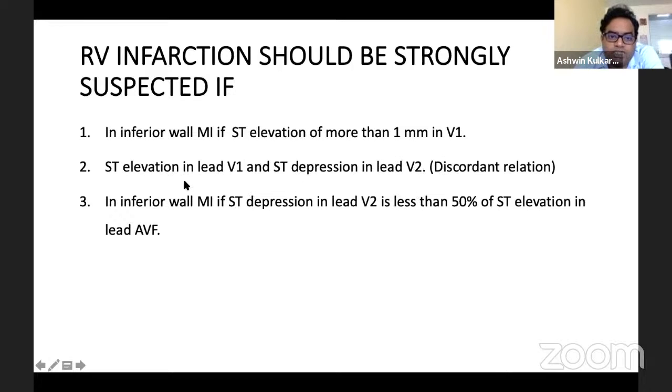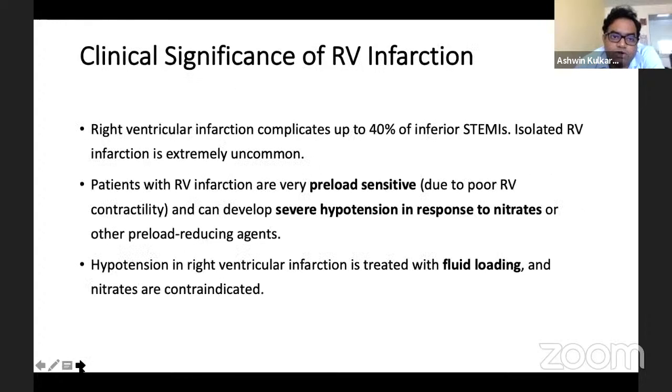So this discordant change. And also a third one, if you are interested to know, in inferior wall MI, if ST depression in lead V2 is less than 50% of the ST elevation in lead aVF. It's slightly difficult to interpret, but these two are practical points for you to remember to suspect right ventricular MI. So whenever you see this, you have to put the leads on the right side of the chest and see all the leads and diagnose right ventricular MI.